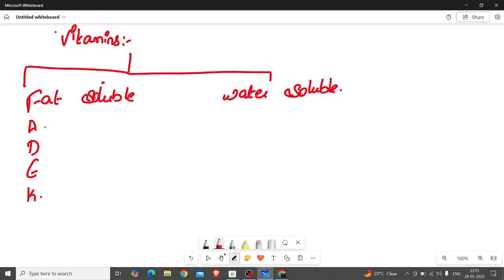So vitamin A is also called retinol. Vitamin A is also known as retinol and the normal range is about 600 to 700 micrograms. And due to this deficiency, what happens? Due to vitamin A deficiency, it mainly leads to night blindness, xerophthalmia, Bitot's spots. These are all the things which are related to vitamin A deficiency.